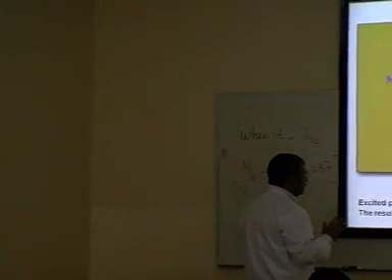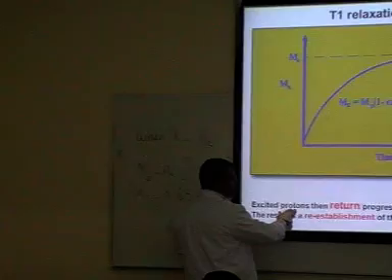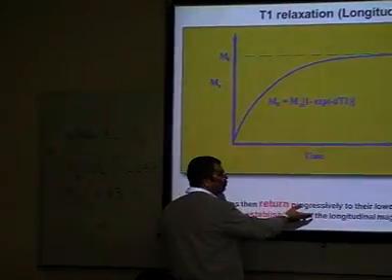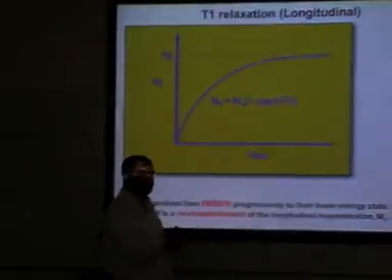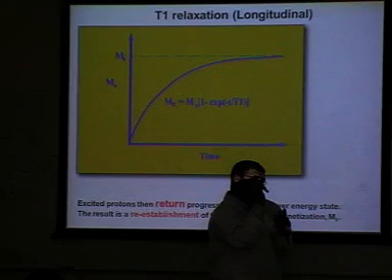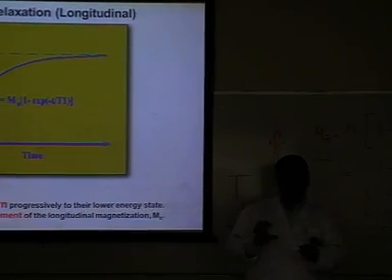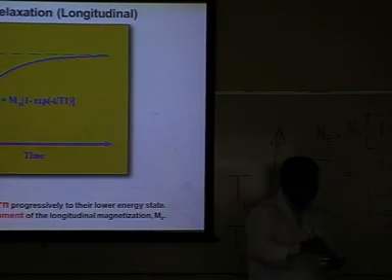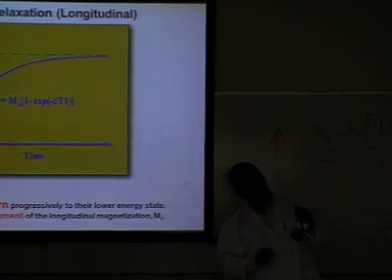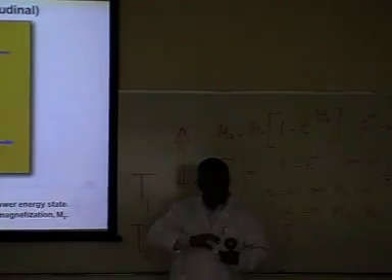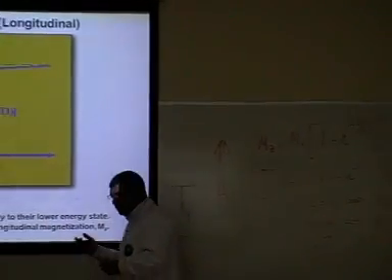So this is T1. So the excited protons then return progressively to their lower energy state. Remember, I've always said that after they absorb or gain the energy from the RF, they go to the excited state. And if you turn that off, what happens? Yeah, that's it. So this excited state, or relaxed state, or ground state.